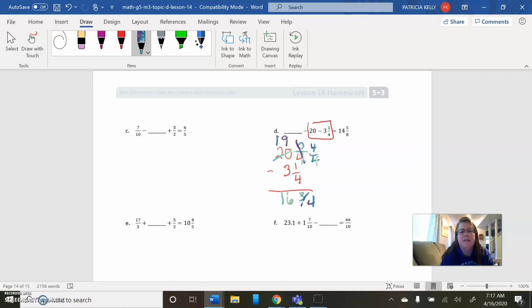Okay. So now, here's what our equation is. We now have something minus 3 fourths equals 14 and 5 eighths. How do I figure out what is in this blank? Okay, here's where the algebra comes in, right? So we're moving things around. We can pretend this is an X, we can pretend this is a blank, it doesn't matter. In order to find out what's missing, we have to do a different operation.